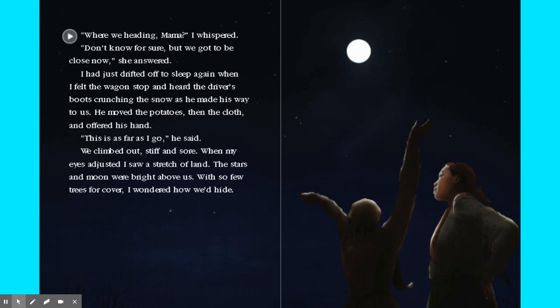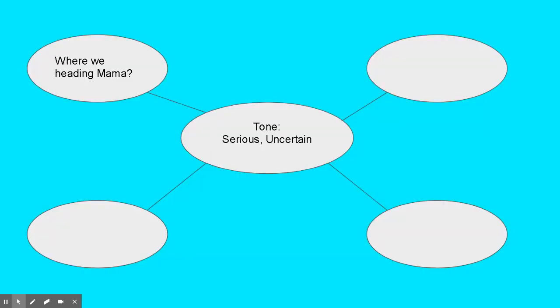So in this text, if we said that the tone is uncertain, but it's kind of a serious moment, what text evidence do we have that supports that we say the tone of this chapter is serious and uncertain? Well, that first piece of text, where are we headed, Mama? She has no clue. They just have to trust this man that he's taking them there. So we would add that to our web that says the tone of this chapter is serious and it's uncertain. They don't know. They're not certain. They don't know what is going on.